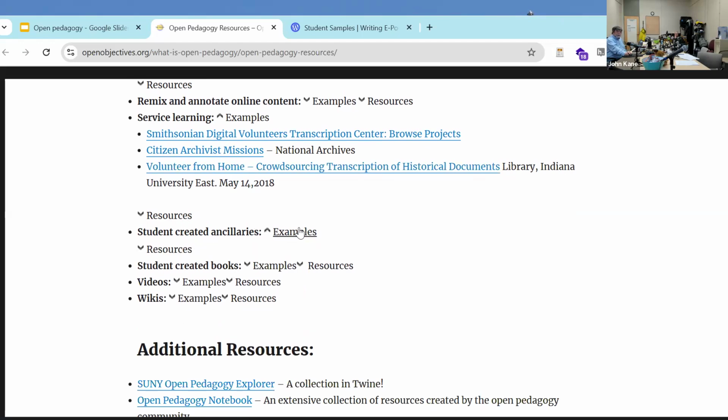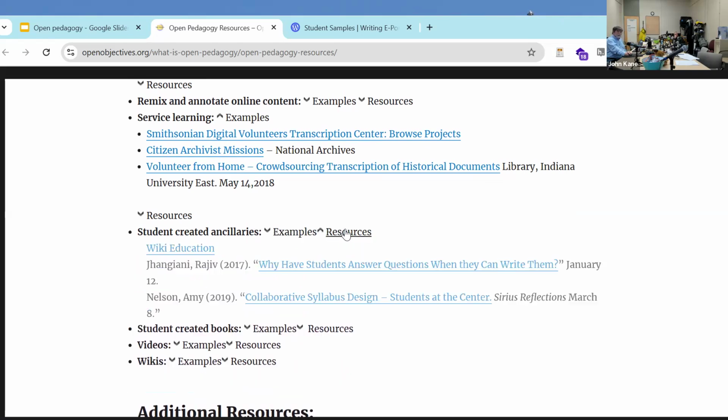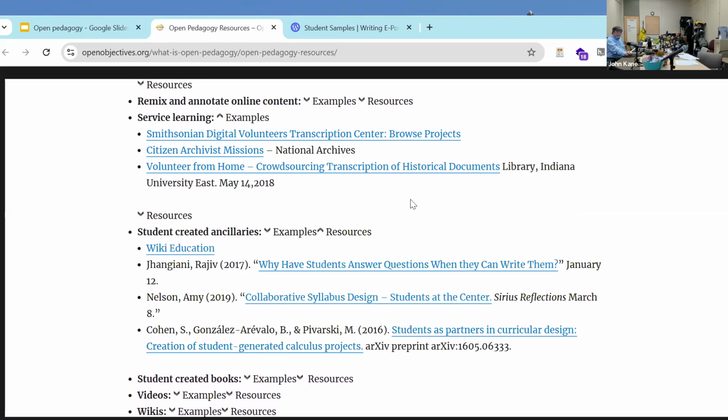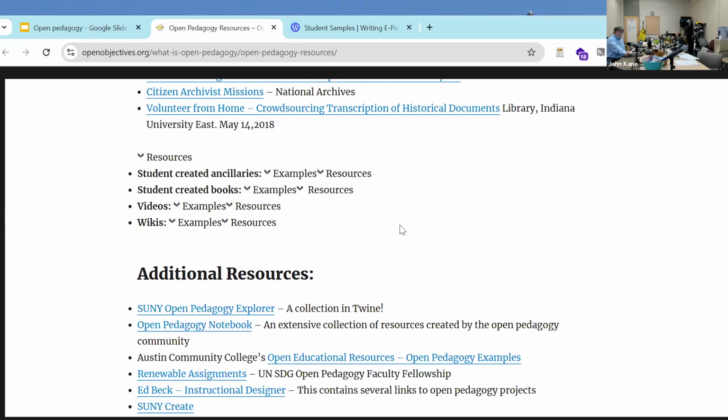Student created ancillaries. I don't think they had all gone away. The ones that I had there had disappeared. But here's some examples or descriptions of some resources in creating these. And again, that's why that sustainability part is really kind of nice. You'd really like to see these things lasting longer.